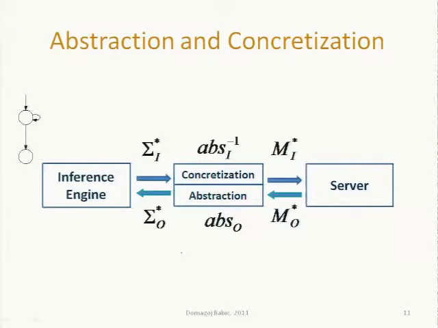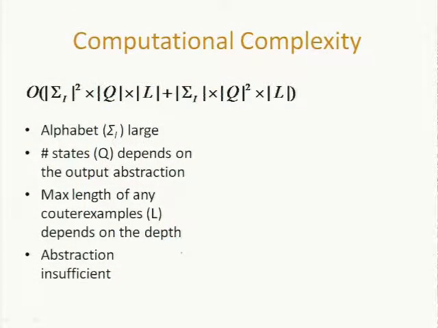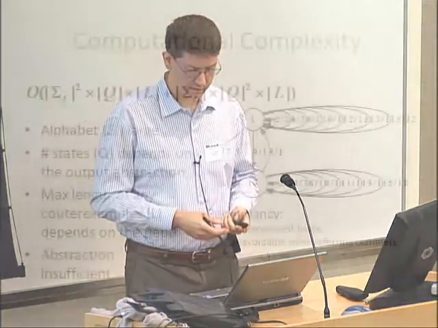And then we refine the state machine that we have. Even with abstraction, unfortunately, it still doesn't quite work, simply because the computational complexity is too high, and we have pretty high message delay in this setting. The complexity is quadratic in the size of the input alphabet, quadratic in the number of states, and linear in the size of counterexamples that we construct by sampling queries. So unfortunately, abstraction is still insufficient.